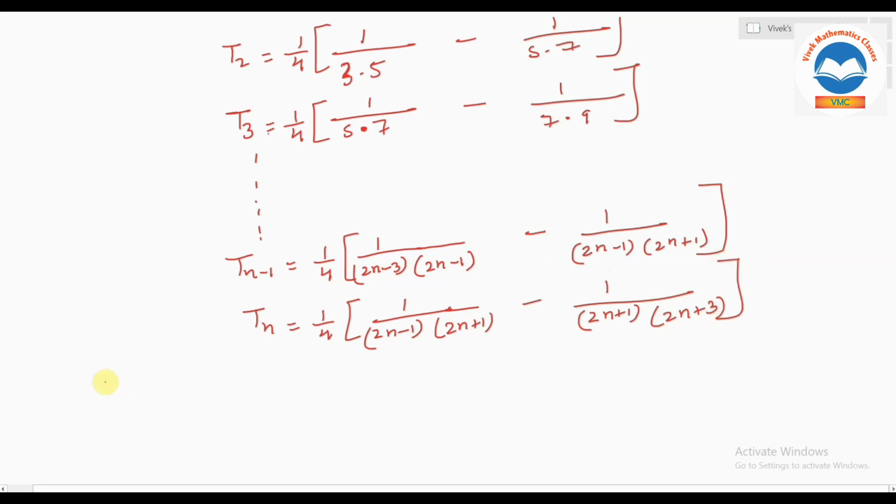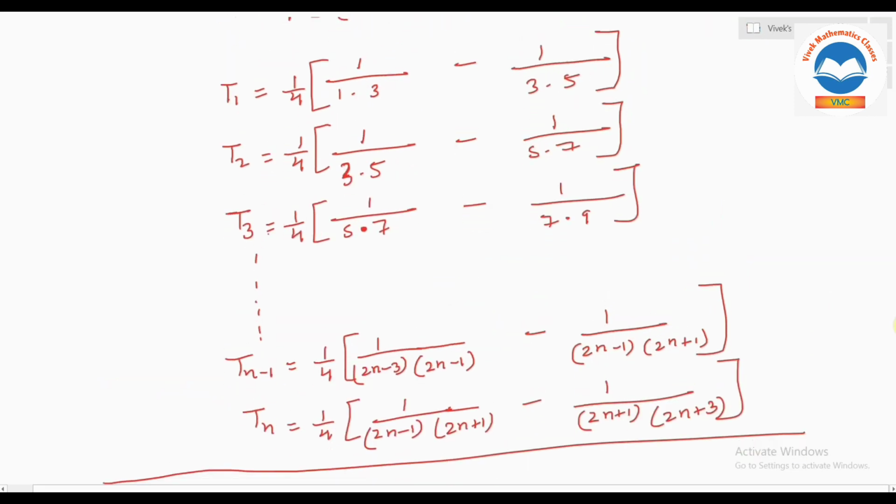So what we need to find? We need to find Sn. It means you have to add all the terms. So if you add this, left side will be your Sn only. And what about right side? If you see here, first in T1, second term of T1 will be cancelled out with first term of T2. Similarly, second term of T2 will be cancelled out with first term of T3. And same like this, all this will be cancelled out.